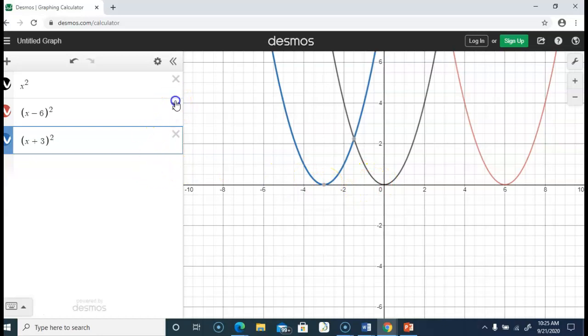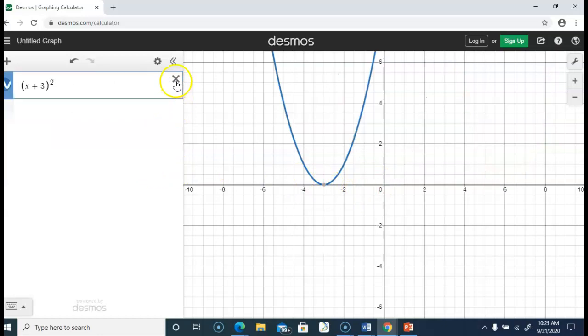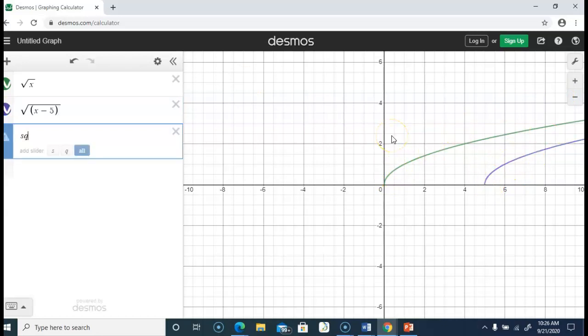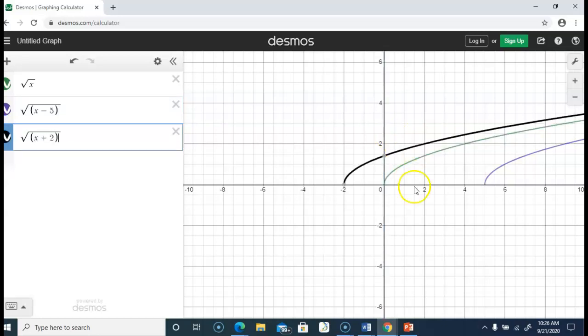If I want to change all this, I'm going to get rid of these parent graphs here and work with the square root graph. So let's do the square root of x. That's going to be my parent graph. Then if I do the square root of, let's say, x minus 5, you can see that my parent graph got shifted 5 units to the right. And if I do the square root of, this time, x plus 2, then you can see that got shifted 2 units to the left.